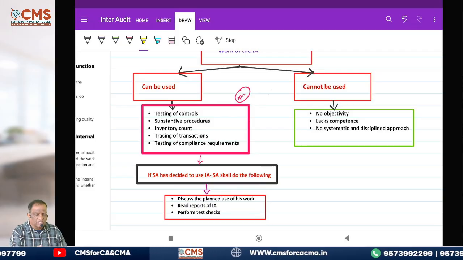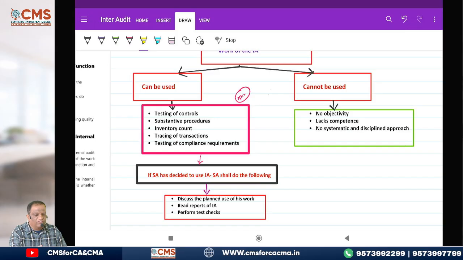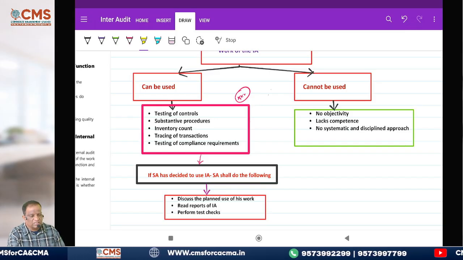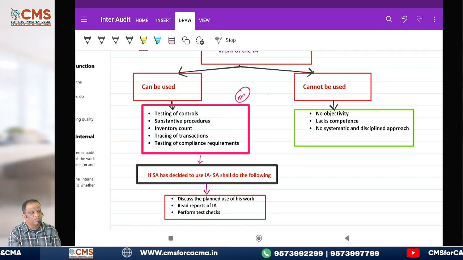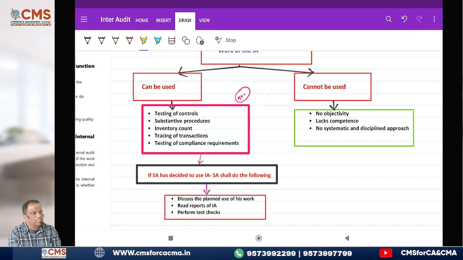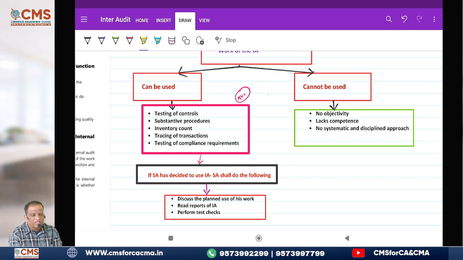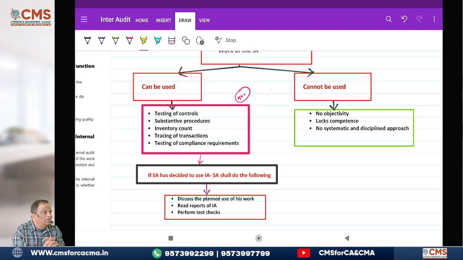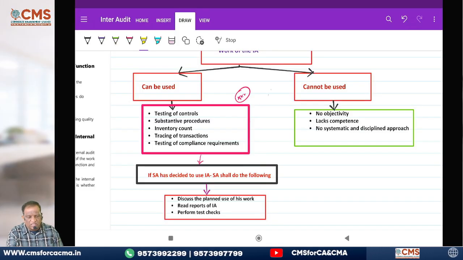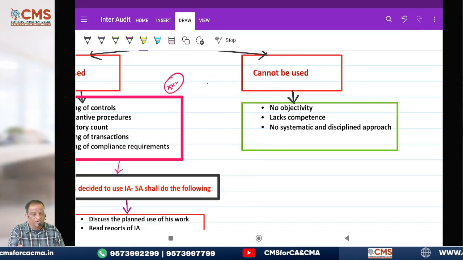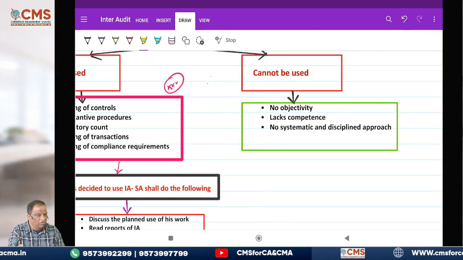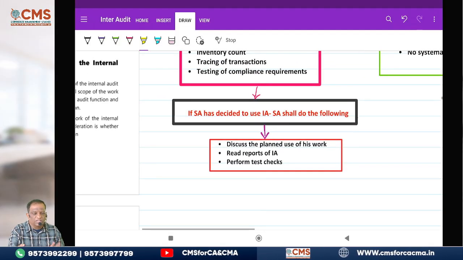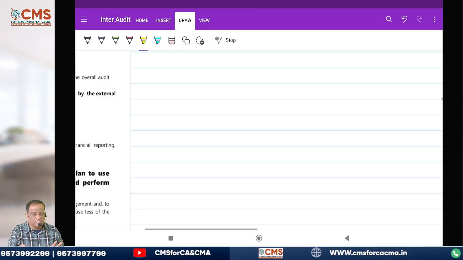Now that is the direct assistance. The internal auditor can be used for these things: testing of controls, routine activities, substantive procedures, inventory count, that is the physical verification, tracing of transactions, the vouching part, what we call, and testing of compliance requirements and all that. In these routine areas, I can take the help of the internal auditor. But in areas where there is no objectivity of the internal auditor, or he lacks competence, or he lacks a disciplined work approach, then I should not depend on him at all. I should do the work myself. So that is what he is trying to talk about through this chart.